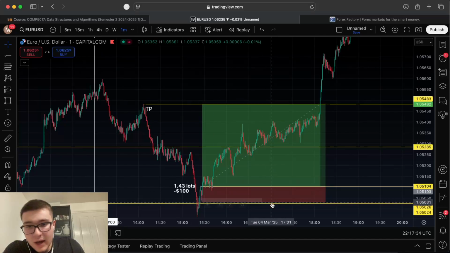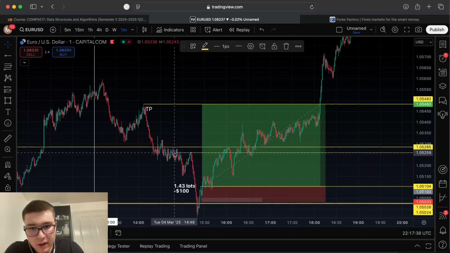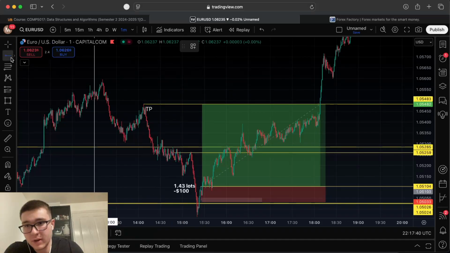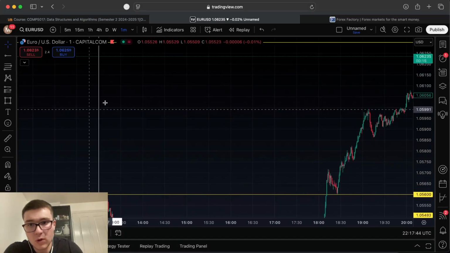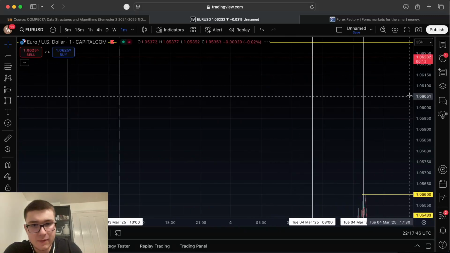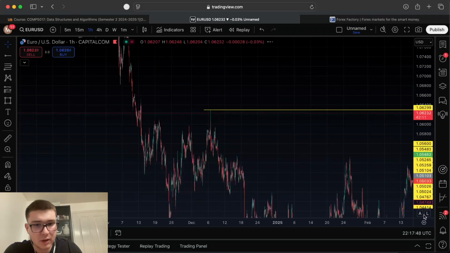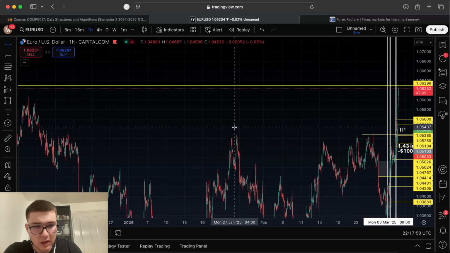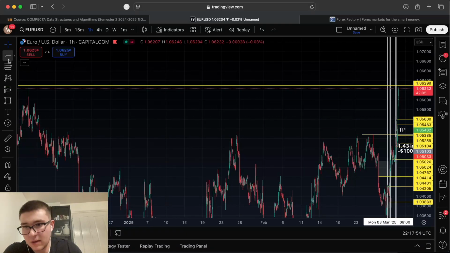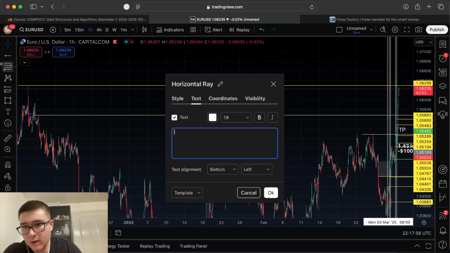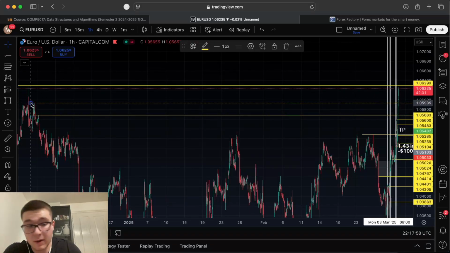However, we could have set multiple TPs. So we could have had TP1 here, TP2 there, TP3 here, and then TP4, I believe. Let's go on the 1 hourly. Yeah, there were more draws on liquidity. So, for example, there was TP4 here. If you wanted a TP5, you could have TP5'd. TP5 would have been there, and then the final TP would have been TP6, which is just here.